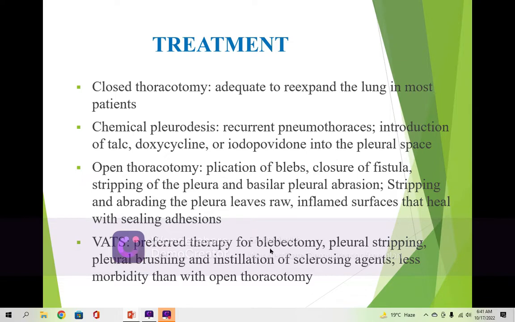A lot of blebs are there, subpleural blebs or bullae, pleural stripping, pleural brushing, instillation of sclerosing agents. Less morbidity than with open thoracotomy. It's a good procedure. You can record it and maintain it, and you can do many procedures with video-assisted thoracoscopic surgery.